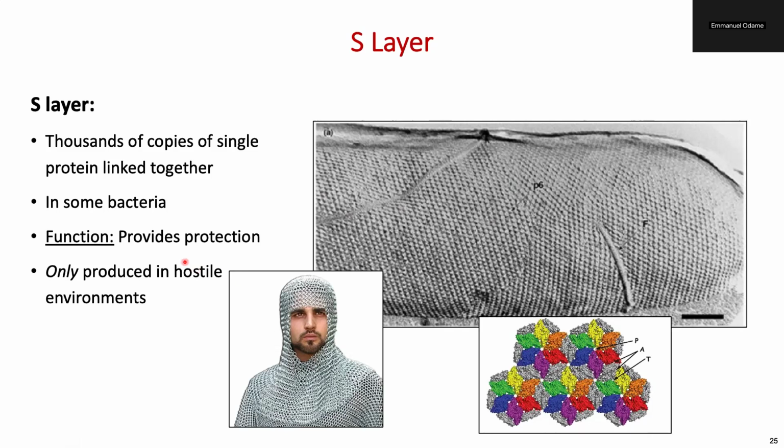It's made up of thousands of copies of a single protein linked together, and is present in some bacteria. The main function is to provide protection, and it's only produced in a hostile environment. If the bacteria hasn't faced any danger, it's not going to produce much of it. But when there's danger, or where they are living is very hostile, then they have to produce it.